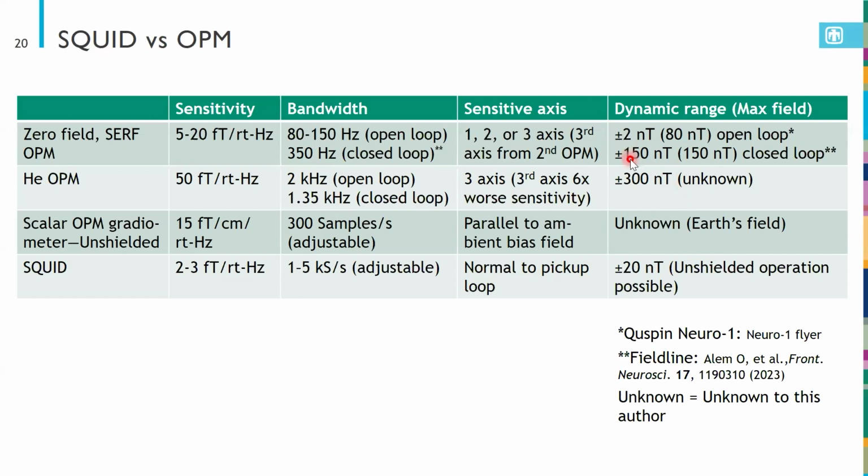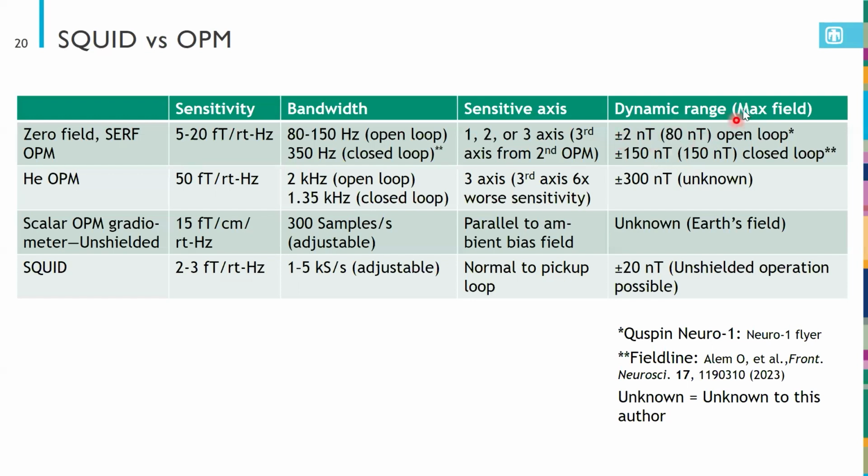But you can also, as I described, operate this in closed loop, and that can extend the dynamic range. Most recently in the Field Line OPM, they've been able to extend this dynamic range up to 150 nanotesla. I should also mention there's dynamic range in the maximum field that the OPM can operate in. A lot of these OPMs have cancellation coils. So if you're operating in open loop, you can apply a static field with that cancellation field that can bring the atoms down to zero magnetic field, and then measure fluctuations around 2 nanotesla, for example.